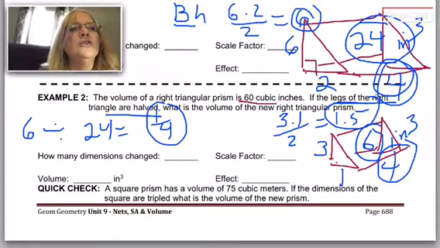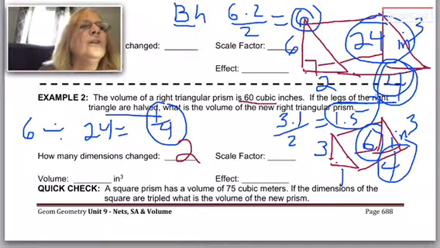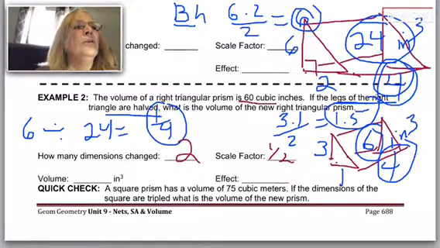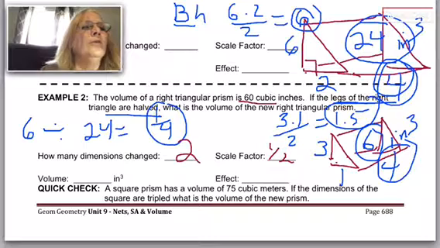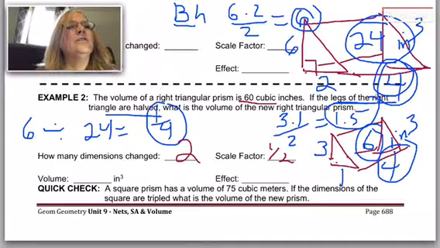Well, how many dimensions changed? Let me use a new color. Two dimensions changed. What was the scale factor that they changed by? 1/2. Our new volume in my example was 6, but now let's use their numbers.